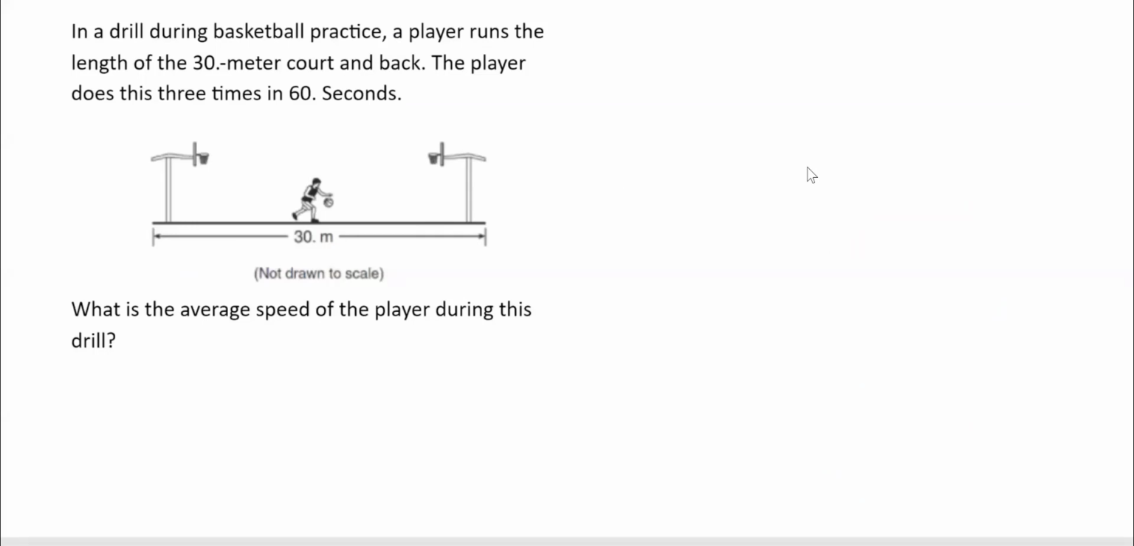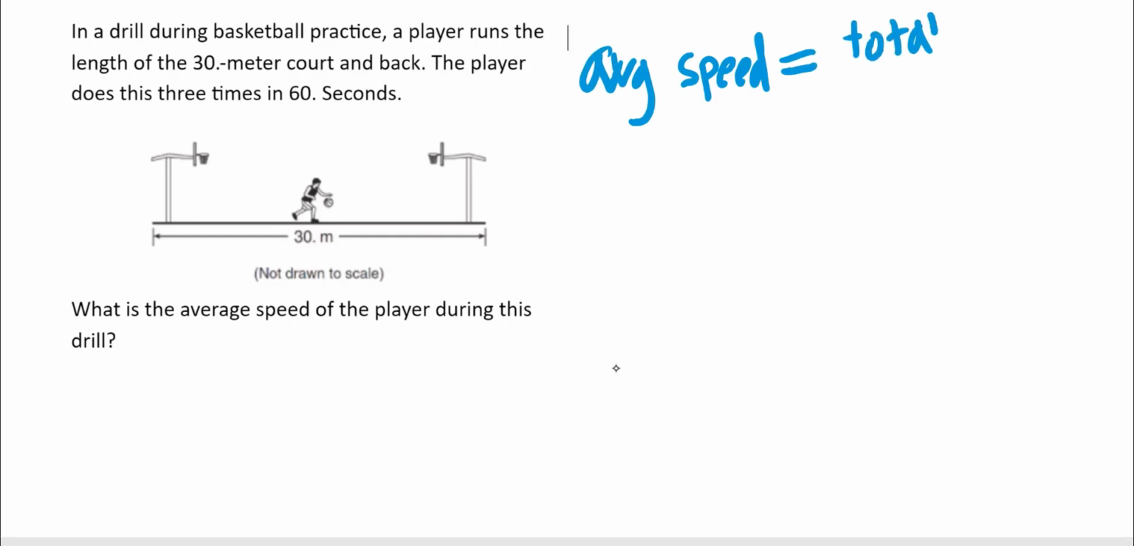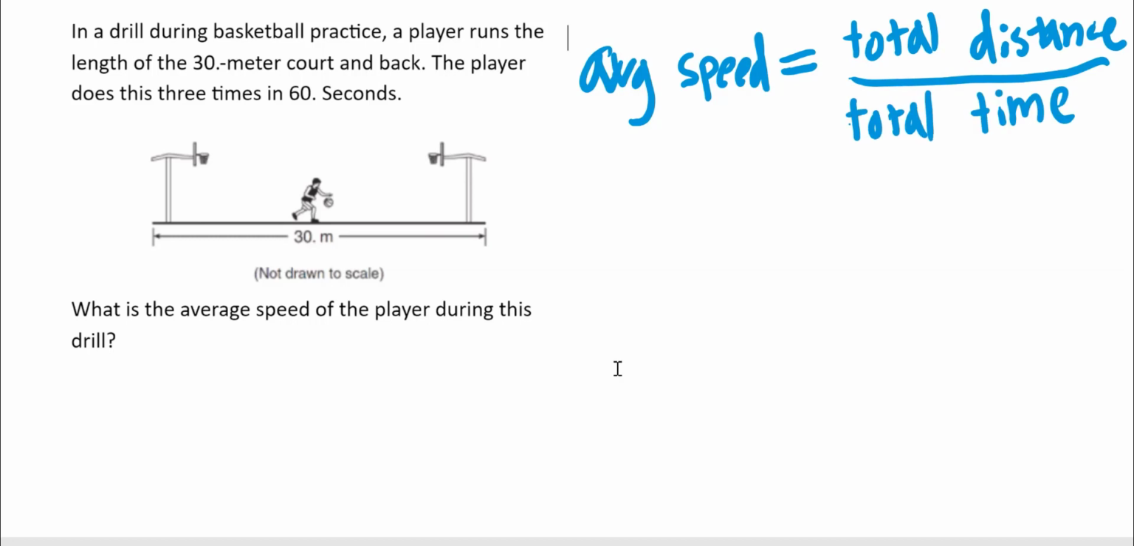So in a drill during basketball practice, a player runs the length of a 30-meter court and back. The player does this 3 times in 60 seconds. What is the average speed of the player during this drill? So we have to remember that average speed is equal to total distance over total time. Now, what would be our total distance here?